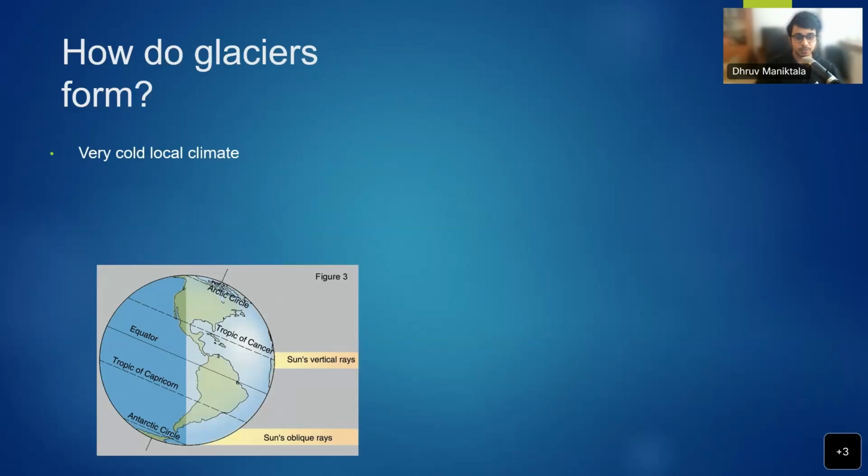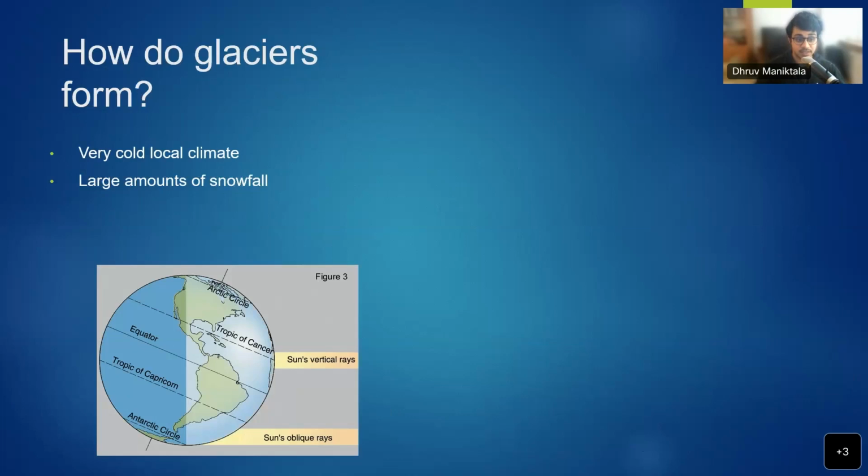So the regions near the poles are relatively colder than the central part or the equatorial regions of the Earth. The very cold local climate conditions get satisfied mostly in the Arctic regions. It's usually difficult to find glaciers in equatorial or tropical regions, but then there are also mountains. Mountains bring height and altitude, and with increasing height, the temperature often decreases. So we do find glaciers in the tropical and equatorial regions as well, but at high altitudes and on mountains.